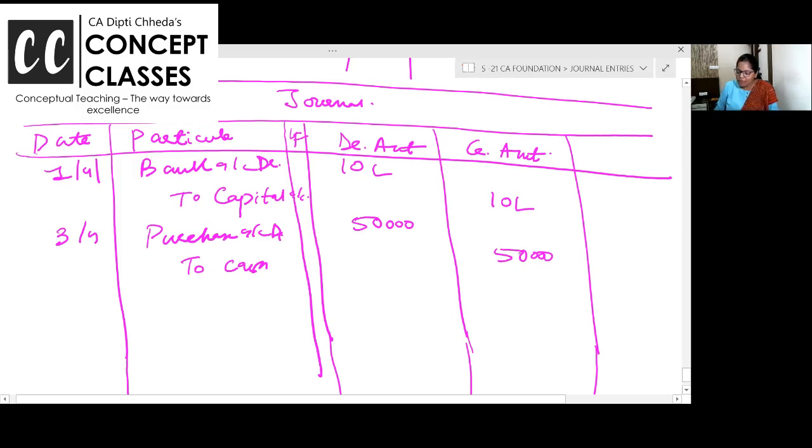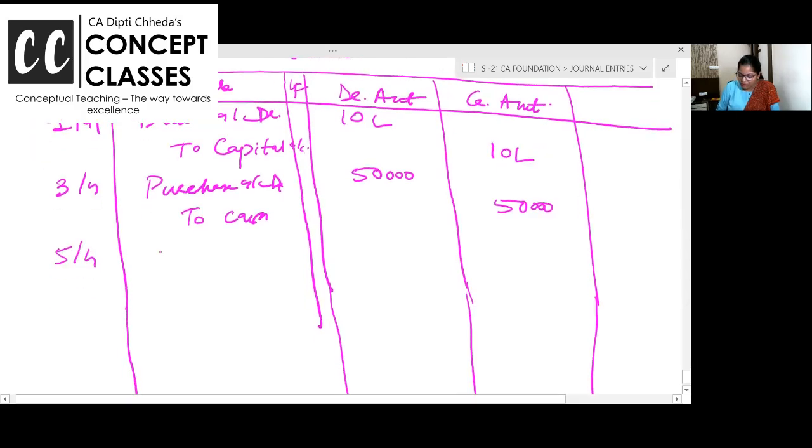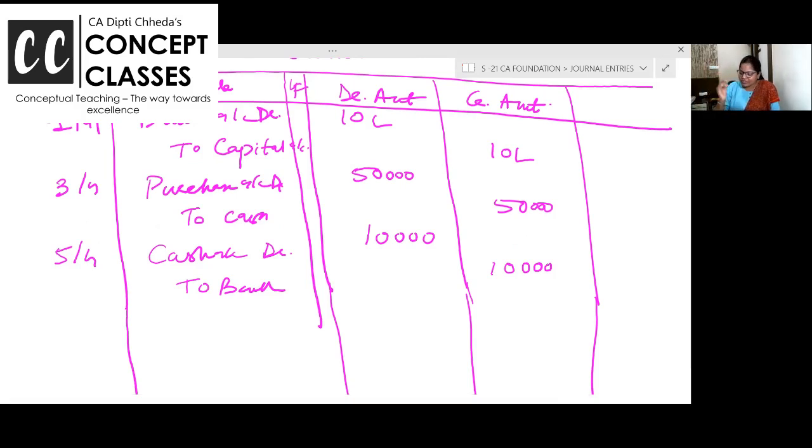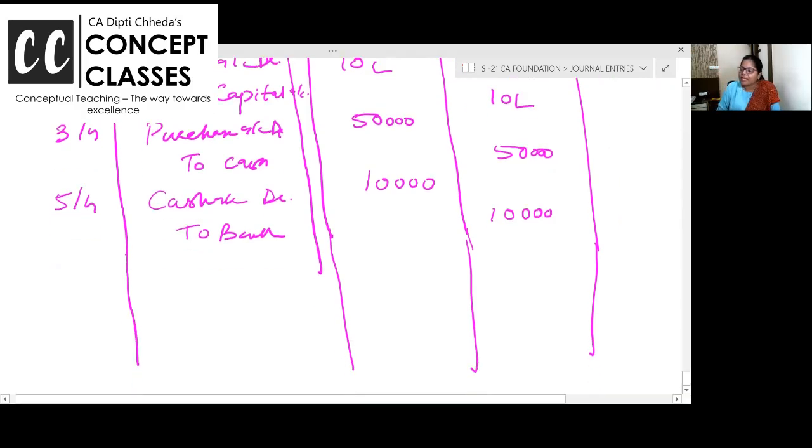Drew cash from bank on 5th of April. Cash you have withdrawn from bank. Cash account debit because cash is coming in. Bank account credit, because bank is the giver. When we go to the bank, bank is the giver. Take this cash home. And cash is debited because cash is coming in. 5th of April.